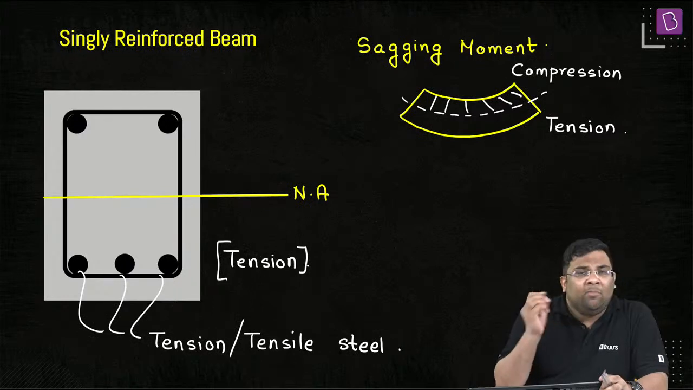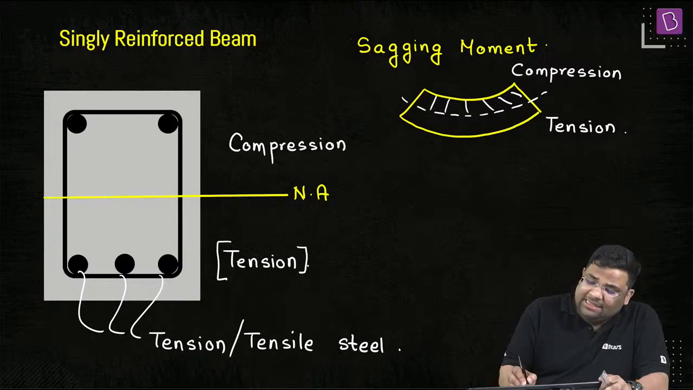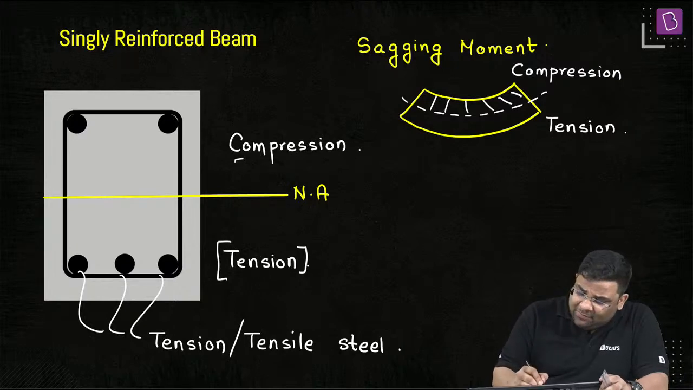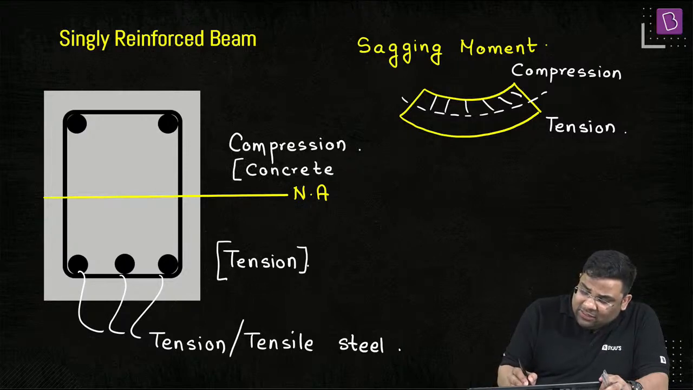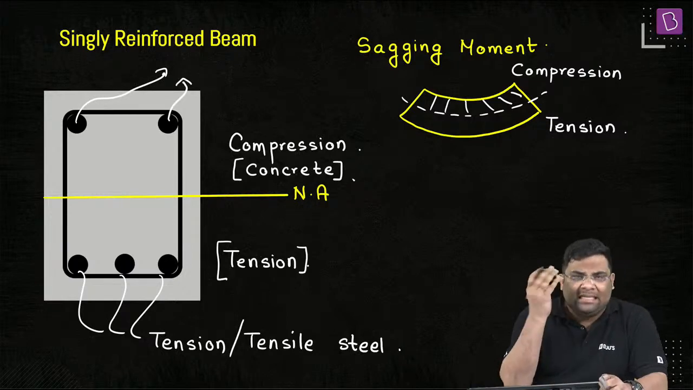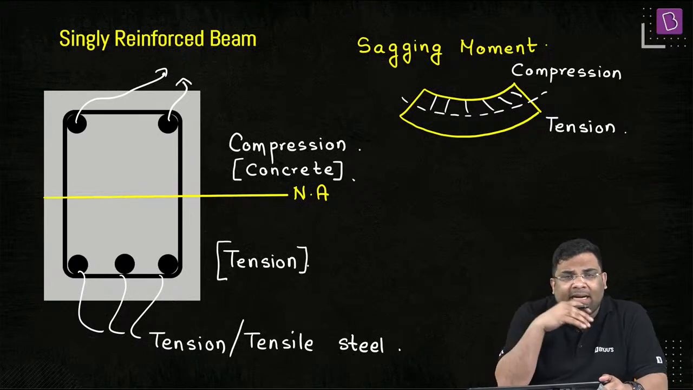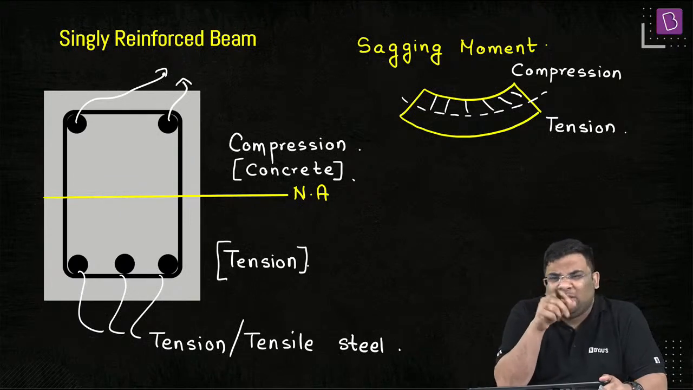Now above the neutral axis there is compression, and this compression is taken by concrete. So why do we have these two steel bars here? In a singly reinforced beam, steel is only present on the tension side, right? So why are we providing these two steel bars?